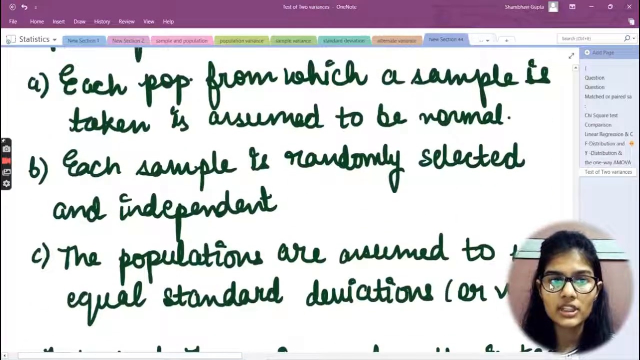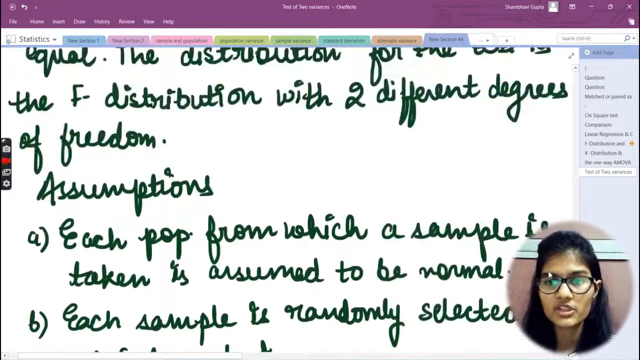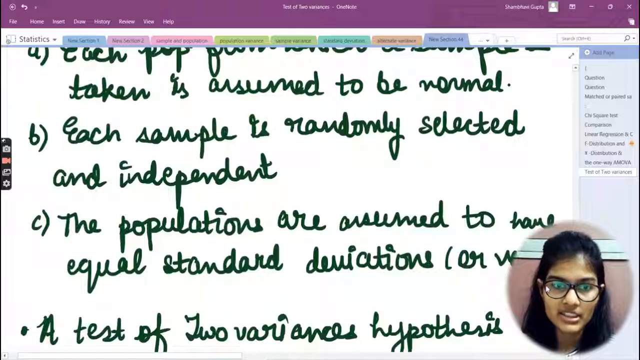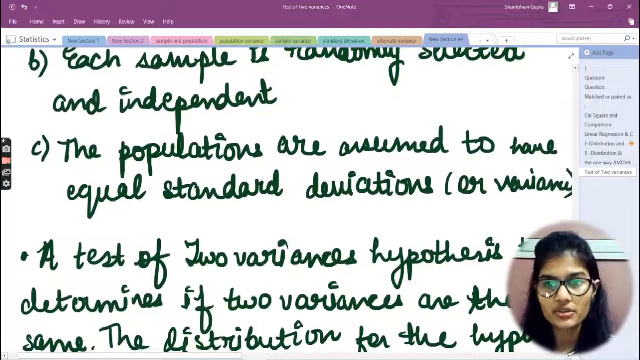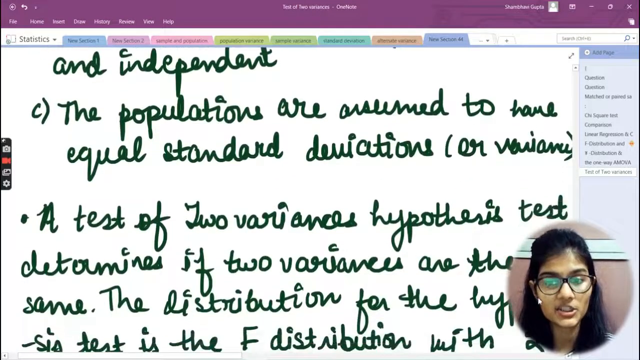I would repeat that. Each population from which a sample is taken is assumed to be normal. This one is for the one-way ANOVA test. Second, each sample is randomly selected and independent. And third, the populations are assumed to have equal standard deviations, or we call that variances as well.